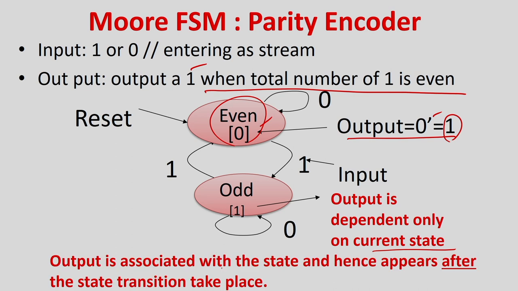And output is associated with states and hence appears after the state instance. The most important thing is output appears after the state transitions. That means, whenever you get an input, you transit to the next state and output depends only on the state. So, the statement is output is dependent only on current state. That means, once you transit to the next state, then only output will be reflected.